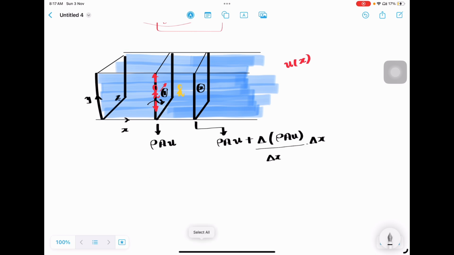The difference is rho AU plus del of rho AU divided by del x into del x minus rho AU. That is equal to either gain or loss, which means either the fluid is going into the sink, in which case it is a loss, or there is a source that is pumping some extra fluid between the two cross sections. In that case, it will be a gain.